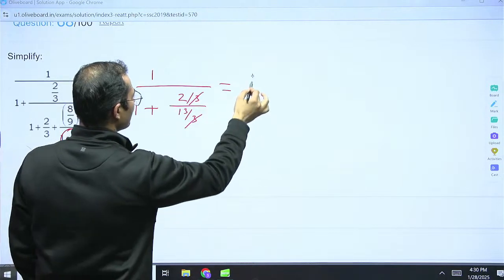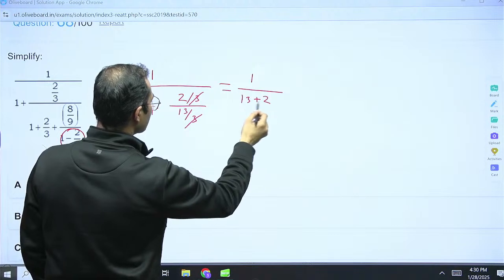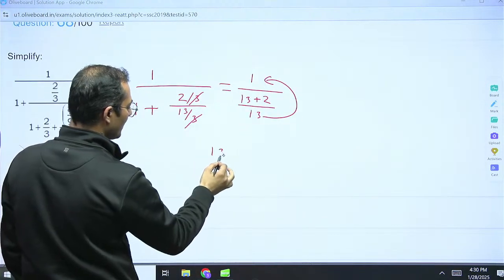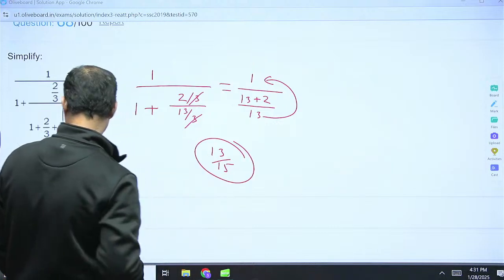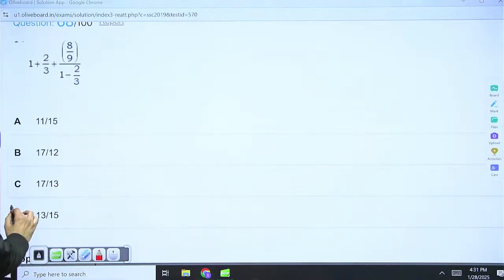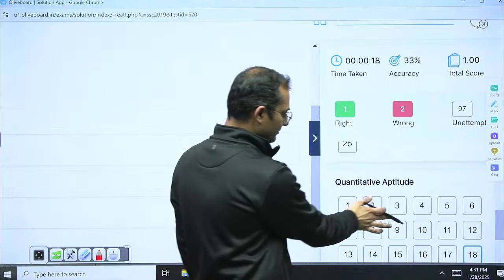Simply we can say 1 upon 2 by 13 plus 1. So 13 plus 2 divided by 13, and 13 will go to the numerator part. So 13 divided by 15 is the final answer. Yes, D is the right answer.